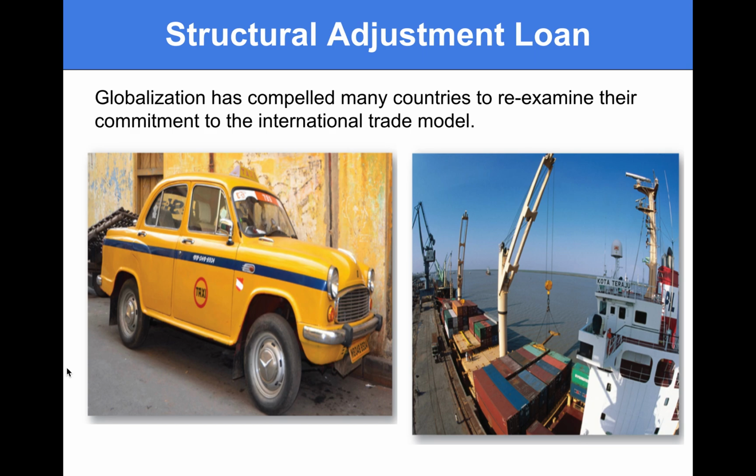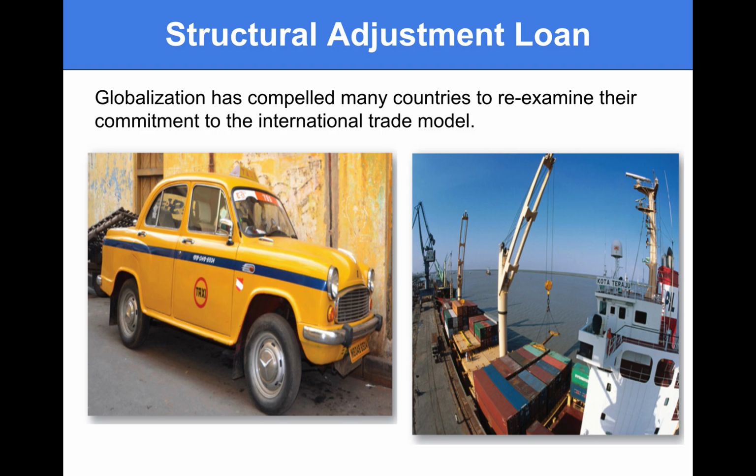We see with structural adjustment programs that globalization has compelled many countries to re-examine their commitment to international trade. With these loans not working for many less developed countries, they've looked at possibly going back to self-sufficiency. Other countries are unfair competitors because they pay lower wages and do less to protect their environment. International organizations offer inadequate protection against theft of patents and intellectual property. International trade causes the loss of some types of jobs at home.